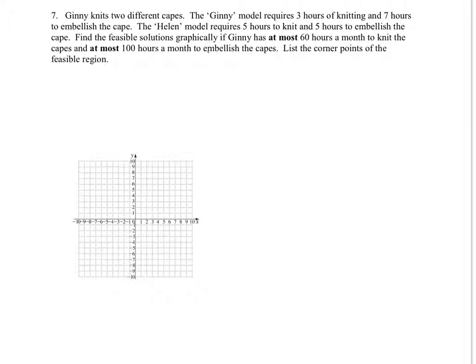If Jenny has at most 60 hours a month to knit the capes and at most 100 hours a month to embellish the capes. And then we want to find the corner points of the feasible region. So this is where we have to determine how to write these inequalities. And if you remember from our last example, I said you want to pay attention to the sentence that gives you a restriction of at most or at least. And in this case, Jenny has at most 60 hours a month to knit.